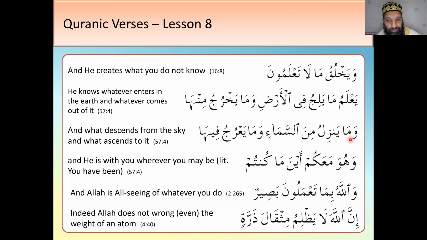Next one. وما, and what? ينزل. It's the same one. So descends. Min, from. Sama is sky. Wama, and what? Ya'ruju, araja, to go up. Fiha, okay, fiha over here is translated as to it.